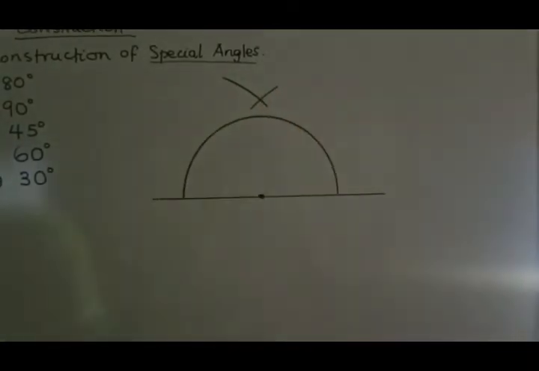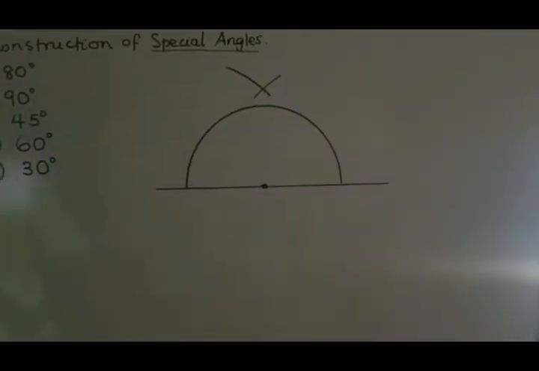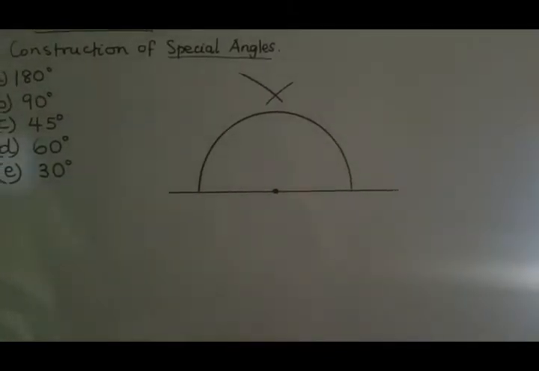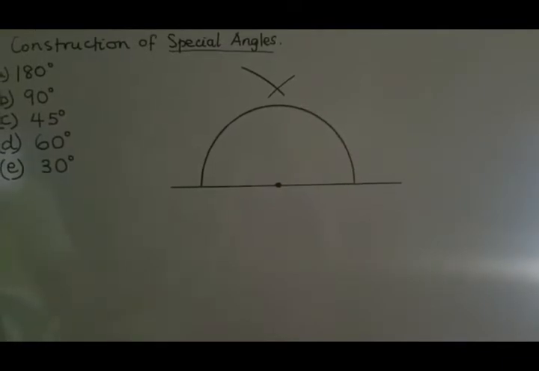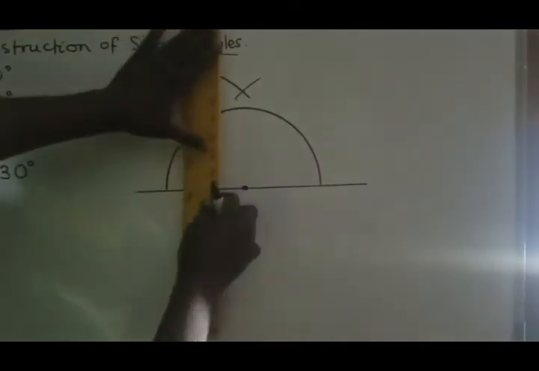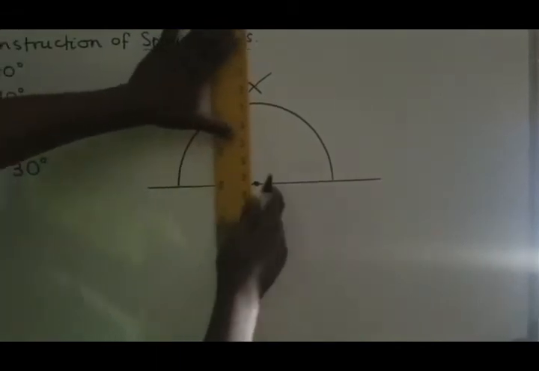Okay, so we've seen the intersection of the 2 arcs. So we have divided the angle, that is 180 degrees, into 2 equal parts. So we can now join these 2 points together.